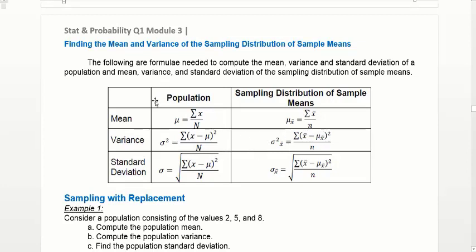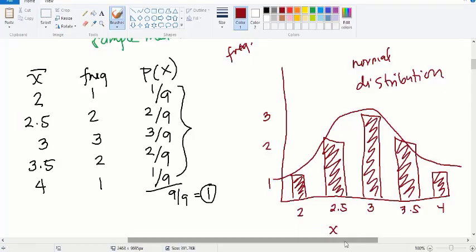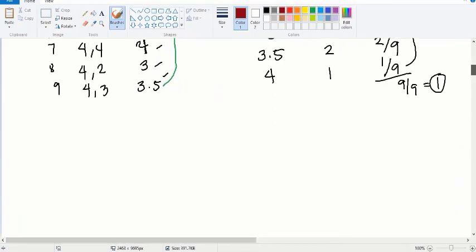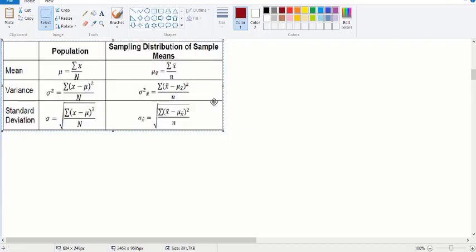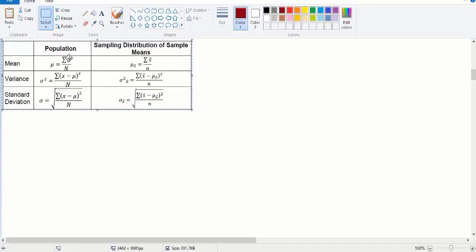By the way, guys, itong formula na ito, let me just copy-paste that here. And let me go back to this side. Okay. So, ito 'yung, hindi naman sa i-memorize, no? But you have to be familiar with these things. Okay. So, ang mean ng population is just the summation of x over N. Remember again, pag population, big letter N, pag sample, small letter n.